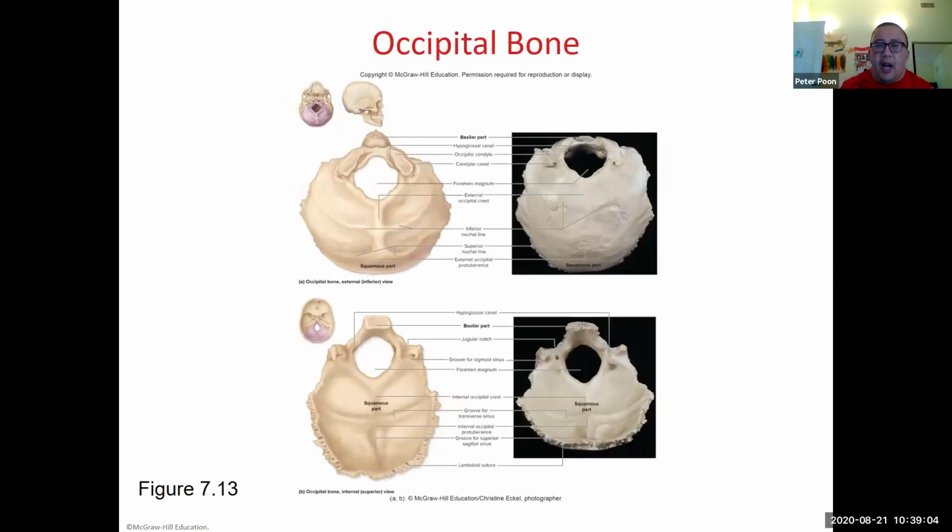This right here is the occipital bone. The occipital bone forms the back of your skull as well as some of the bottom part of the base of the skull.